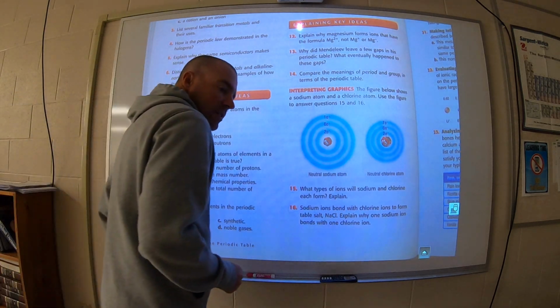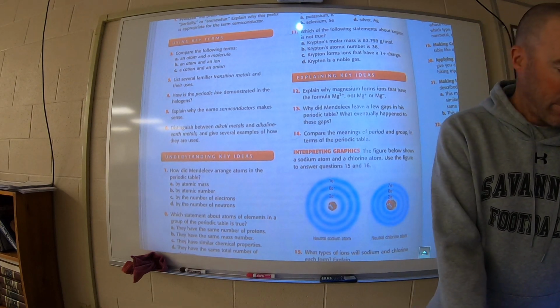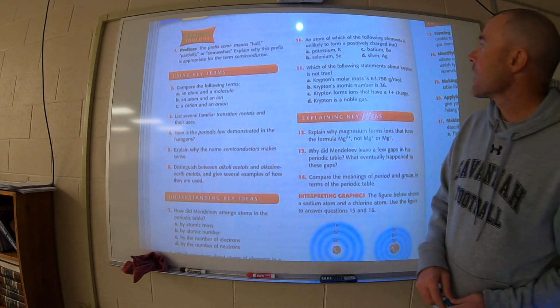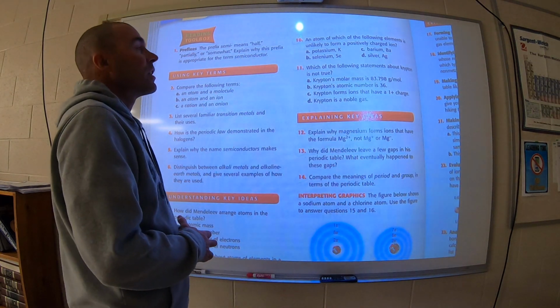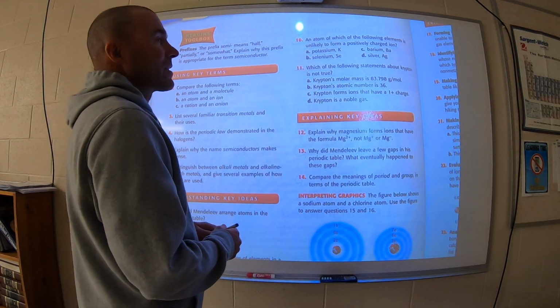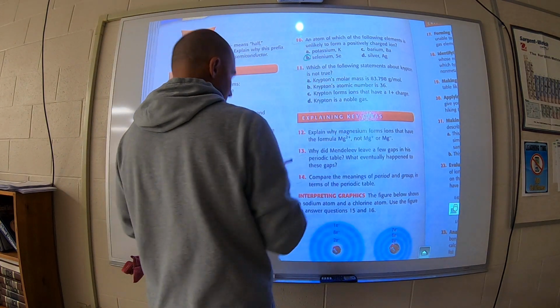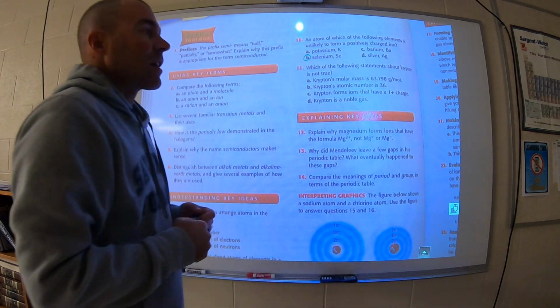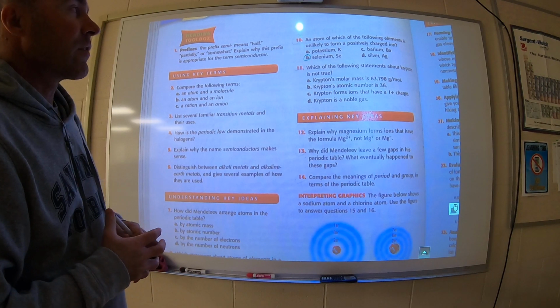Number 10, an atom of which of the following elements is unlikely to form a positively charged ion? That's got to be something on the right-hand side of the table. The only one over there is selenium. Selenium has 6 outer shell electrons, so it would gain 2 and have a negative charge.